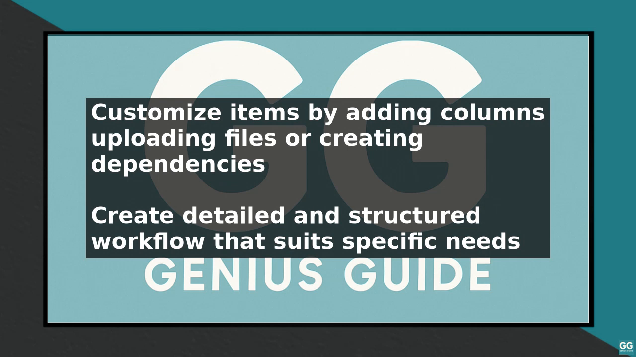To create a custom column, click on the plus sign at the top of the board and select the type of column you want to create. Monday.com offers a wide range of column types, including text, date, number, and even a checkbox. You can also create a drop-down column that allows you to select from a predefined list of options.